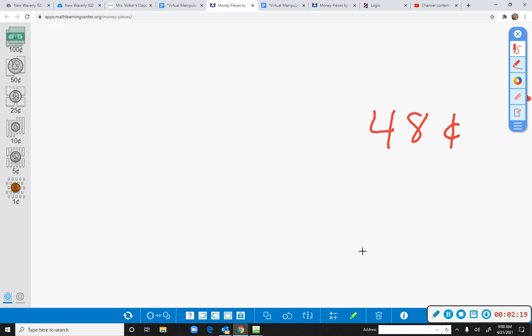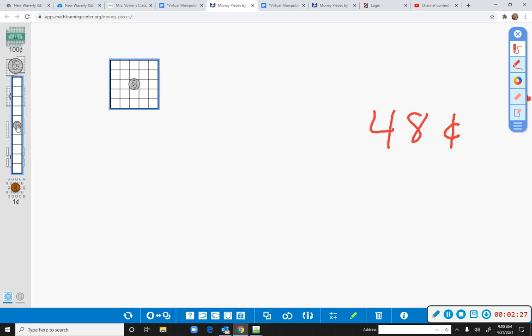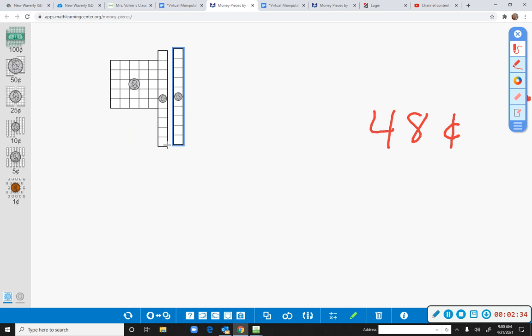Kaylee? Okay, a quarter, she says. 25. So that's 35, 45, 46, 47, 48. Good. Remember, we're using the least amount of coins, not whatever we want, okay?